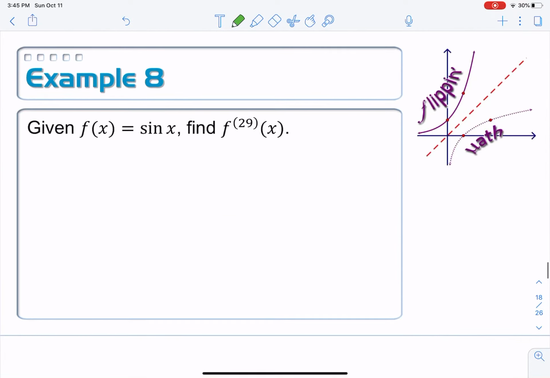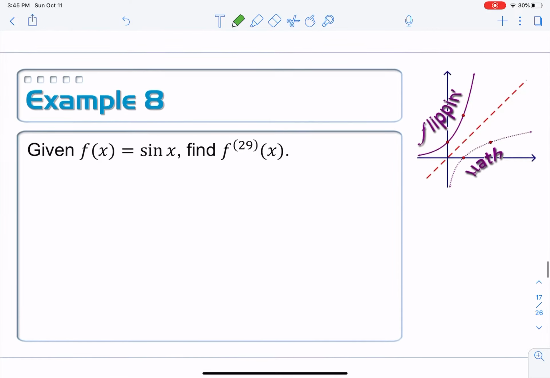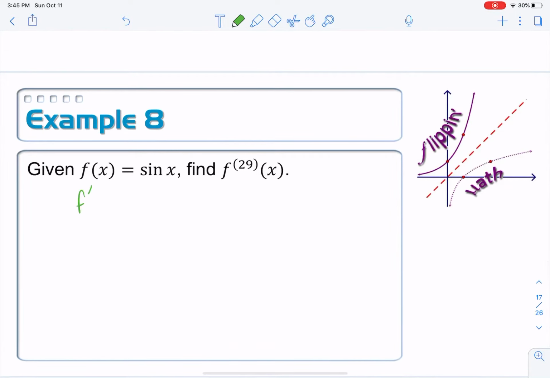So let's just start taking some derivatives and see if we notice some sort of pattern. So there's the original function. Then let's take the first derivative, which is cosine x. Then the second derivative, which is negative sine x. Now we're not quite back to the beginning yet because this one's negative. Let's take the third derivative. And the third derivative would be a negative cosine x.